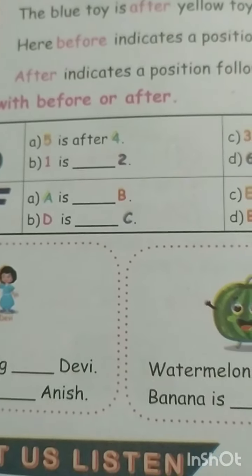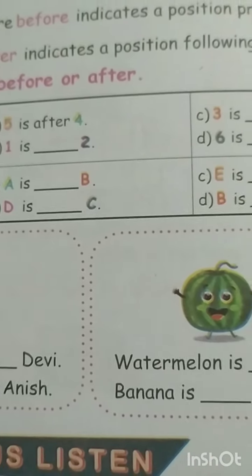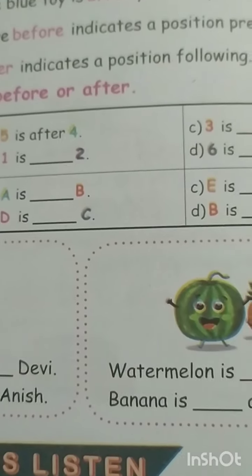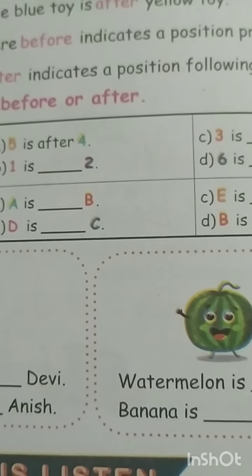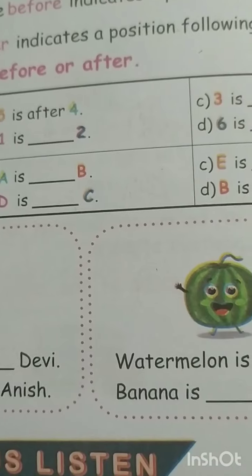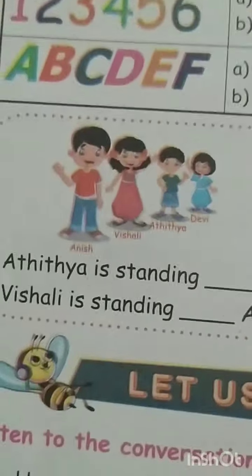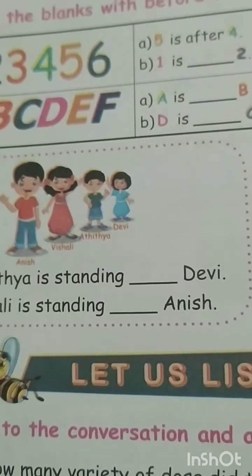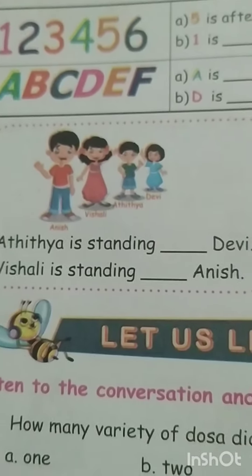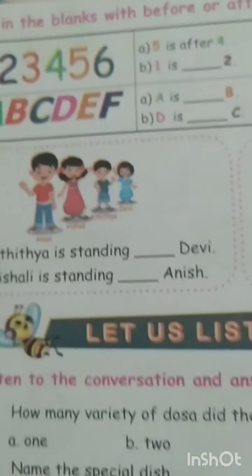Next, A is before B. D is before C, E is before F, B is after C. Okay, now let's go for the next one. Aditya is standing. Who is Aditya? It can be anywhere, the other side or this side. Let us see the examples.